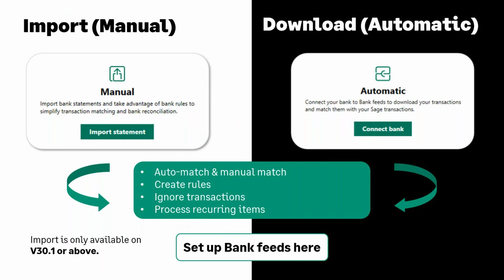What I will say about processing recurring items, bank feeds rules kind of replaces that. So if you're not sure which one you want to use, use either one or the other. You don't want to be duplicating the work if you're trying to use both, because essentially they do the same thing, but bank feeds rules has a bit more automation than what the recurring items does.